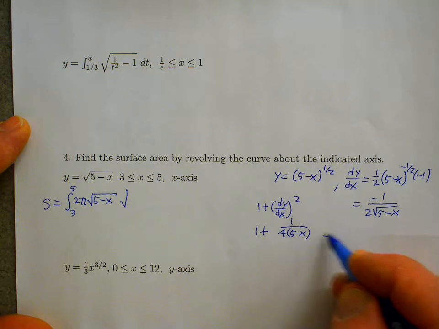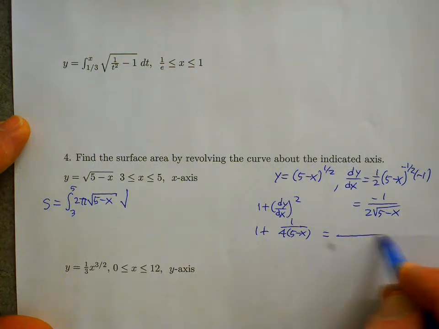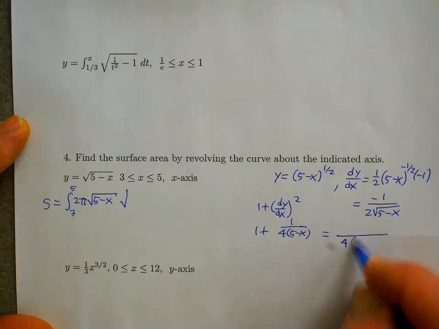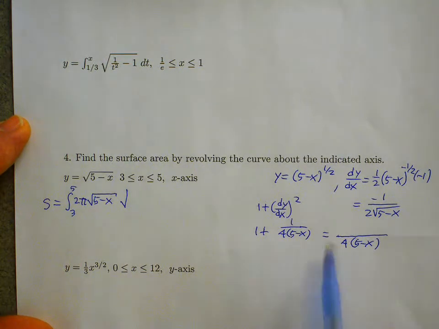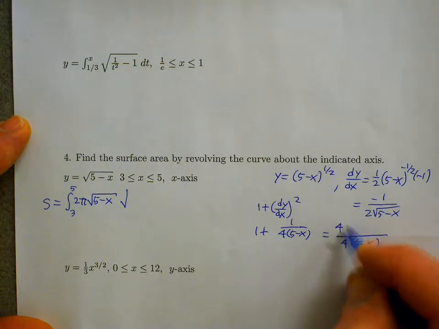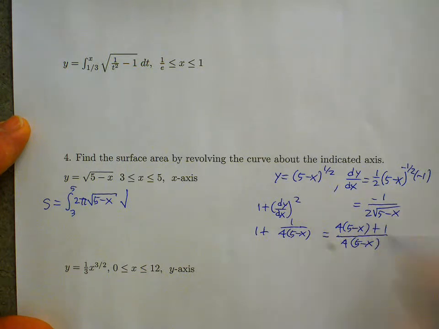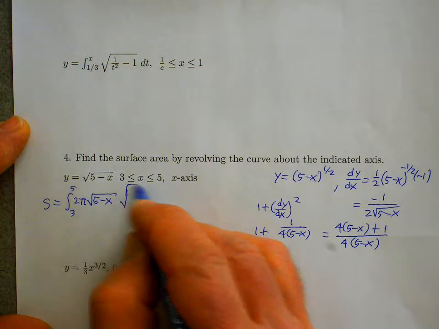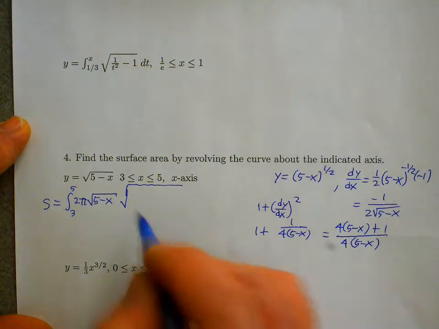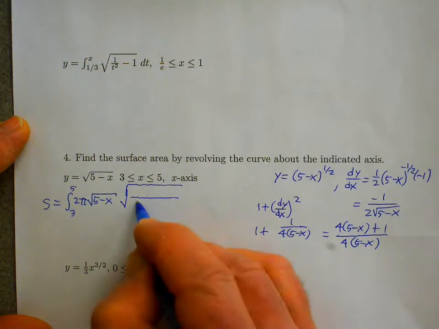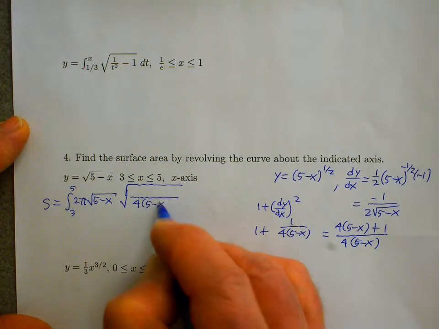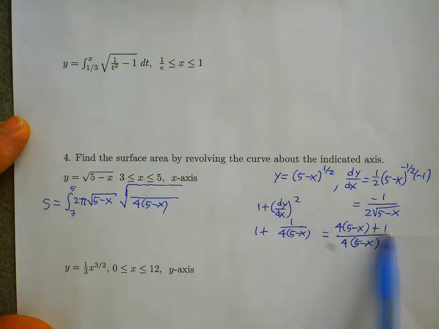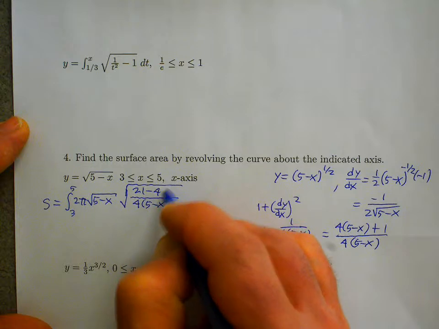If we write it as a single rational expression with the denominator of 4 times 5 minus x, then the numerator will be 4 times 5 minus x plus 1. So we'll put this inside the square root. So in the denominator, we'll have 4 times 5 minus x. And let's go ahead and simplify the numerator. So the numerator is going to be 21 minus 4x. And then dx.